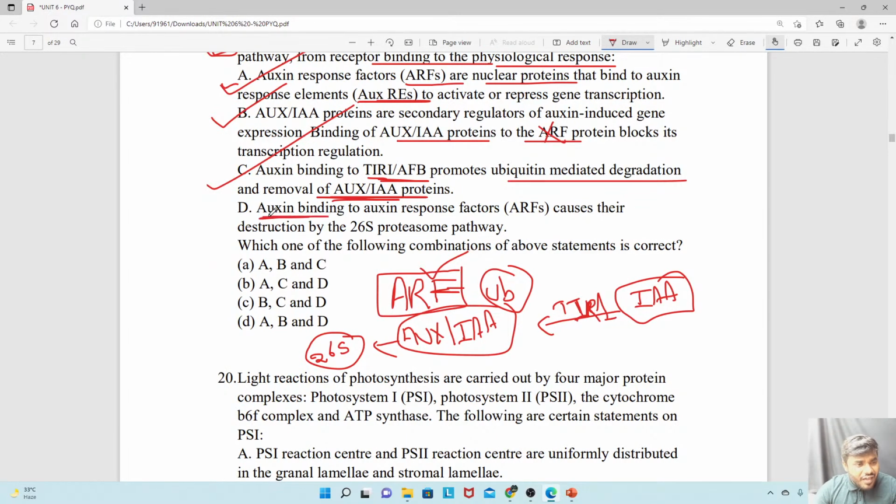Auxin never ever comes and binds to the ARF. That is a wrong statement. Auxin never associates with its response factor directly. Auxin always stimulates its response factor. Always keep that particular point in your mind. So option D is wrong. Option A is right, option B is right, option C is right. Hence the correct answer will be A. Absolutely fine.